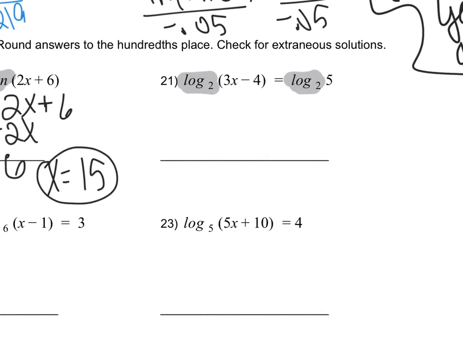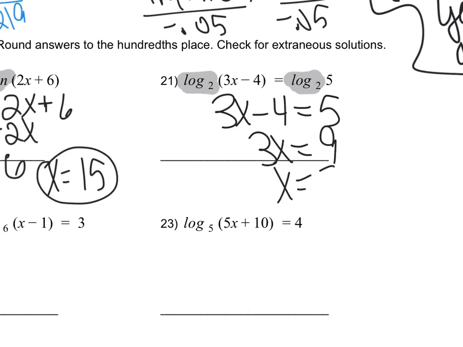Okay, same basic idea over here on question number 21. Since I have log base 2 and log base 2, I can say that 3x minus 4 equals 5. If I add 4 to both sides, I get 3x equals 9, and x equals 3.